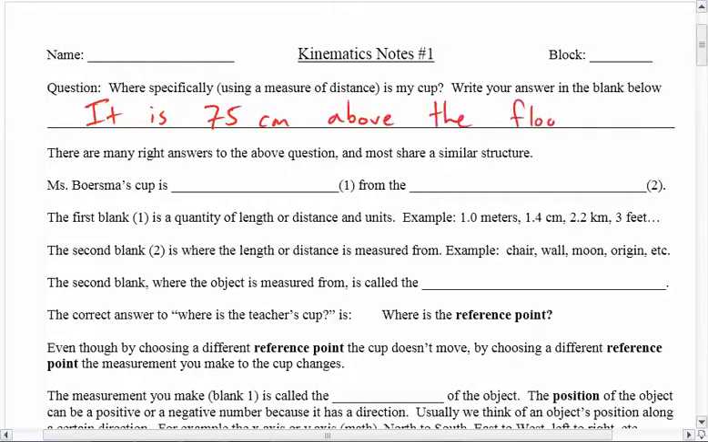Are there any other answers in the class? I said 3 meters away from me. 2 meters away from Sujin. There's many possible ways to locate the cup in the classroom. I could also say my cup is 2 meters from the door.